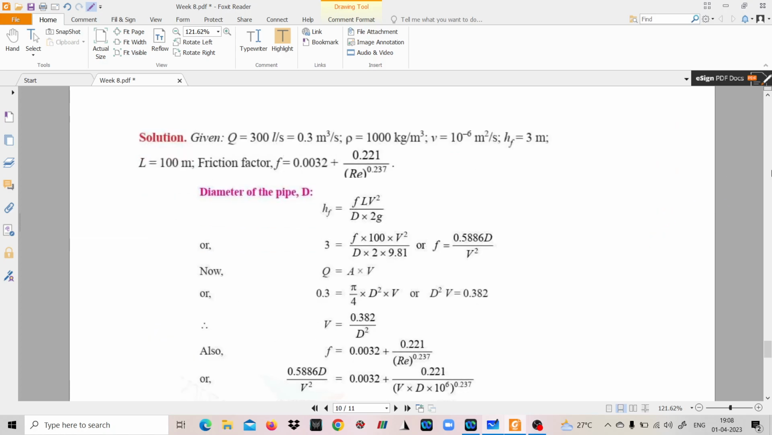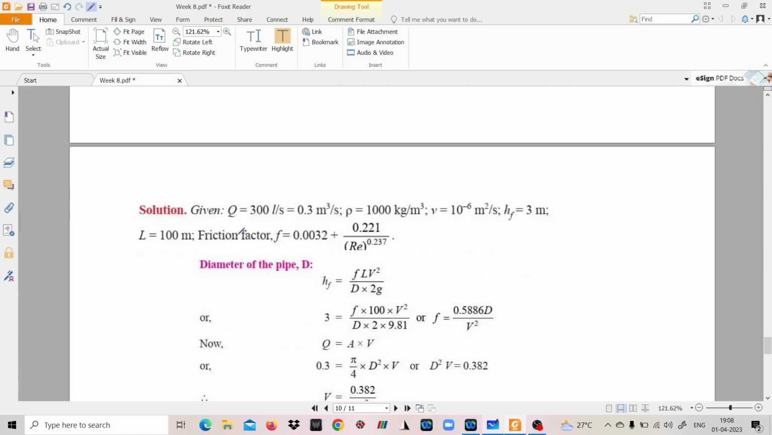Let us look at the solution. So these are the parameters which are given to you. Discharge of 300 liter per second, which when converted to meter cube per second becomes 0.3 meter cube per second. Density of 1000 kg per meter cube. Kinematic viscosity 10 to the power minus 6 meter square per second. Head loss of 3 meter for how much? For a length of 100 meter. And friction factor F is given by this formula.